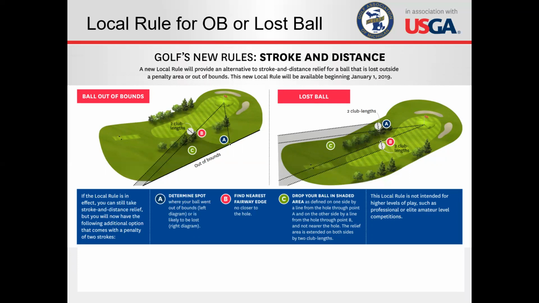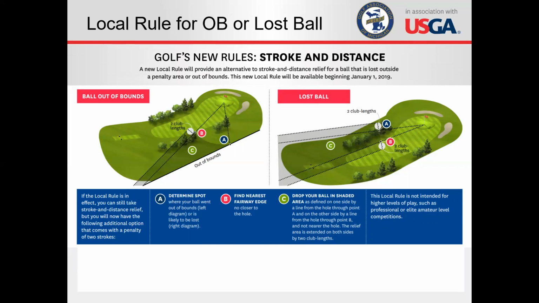The same thing is going to happen with the lost ball. In a lost ball, we don't have an exact spot, whereas if it goes out of bounds, we know where it crossed, or we can estimate where it crossed. But when it's lost, we're going to estimate where the ball was lost. We're going to take two club lengths from that point, so that's point A. Then we go to the nearest edge of the fairway, point B, and take two club lengths from there, go back in a line with the flag from those end points, and that's going to be our relief area, determined by the shaded area C there.